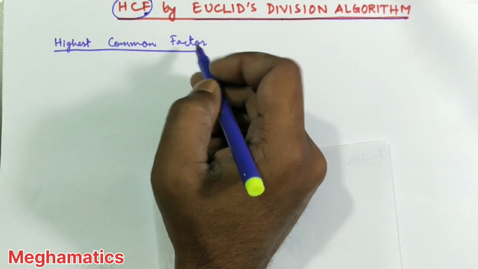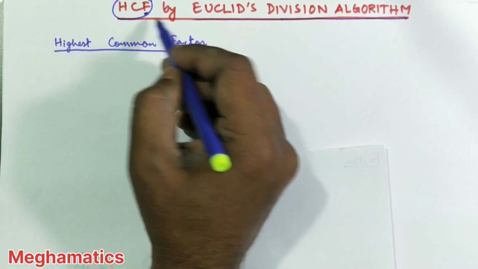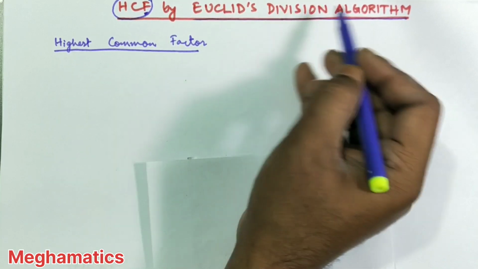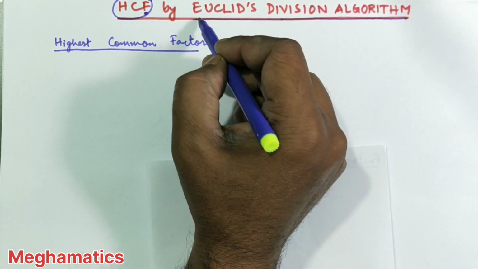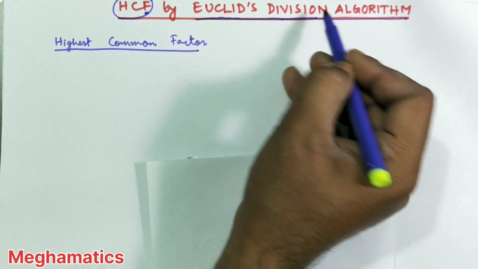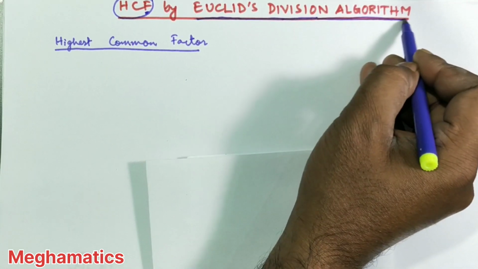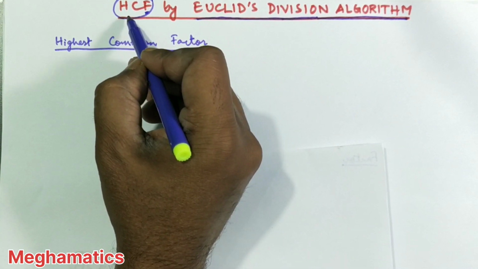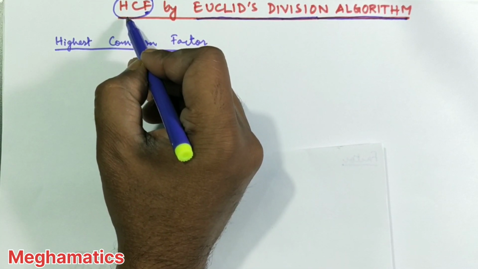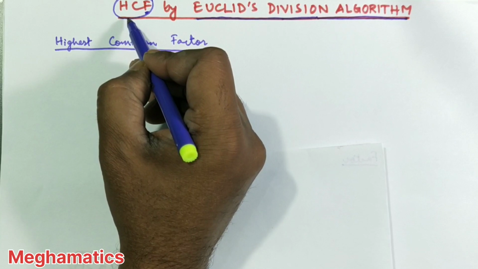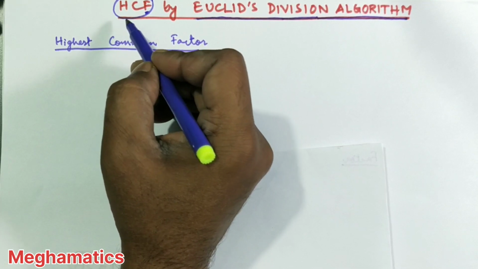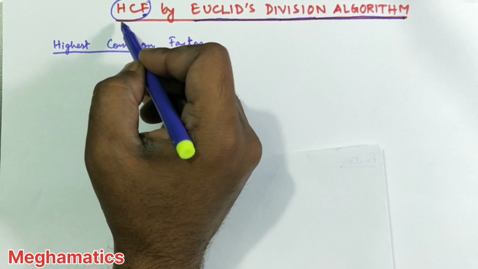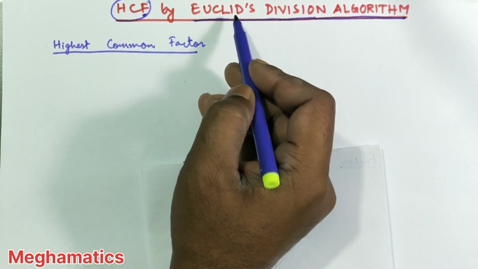In this video, we are going to learn to find HCF by using Euclid's division algorithm. This is a method that can also be used to find HCF. From the smaller classes, we have learned to find the HCF by different methods like the fundamental method, long division method, and prime factorization method. Here also we'll find the HCF, but we'll use this method.